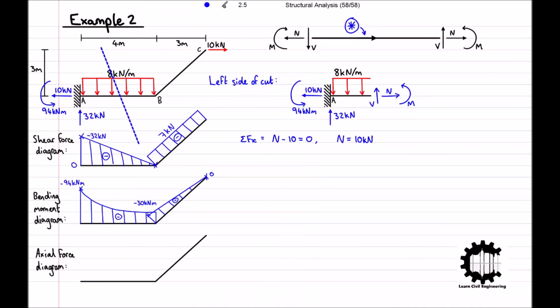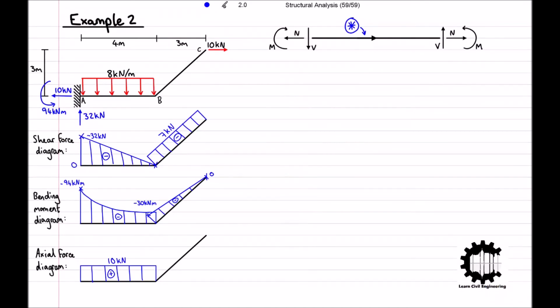Therefore, the axial force at the centre of the bar is equal to 10 kilonewtons, and as this is positive, we know that it is a tensile force acting away from the centre of the bar. Additionally, from the diagram of the structure, we can see that no axial loads are applied to the structure between points A and B, so the axial force will stay constant from point A to point B, and the axial force diagram will look like this. Noting that the convention for this diagram is that the positive axial force is above the bar and a negative axial force will be below the bar.